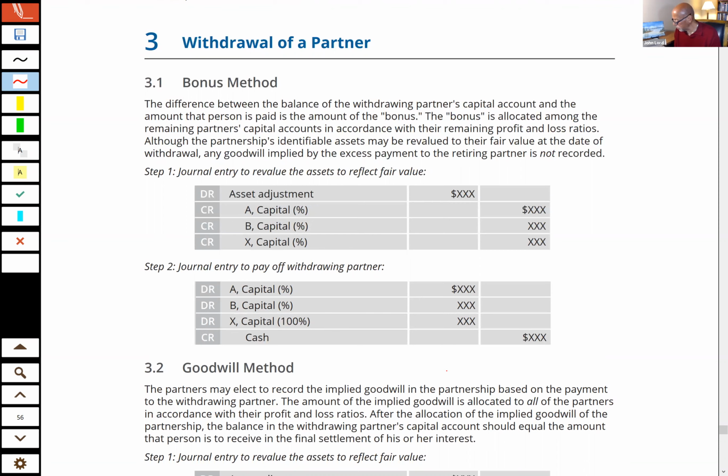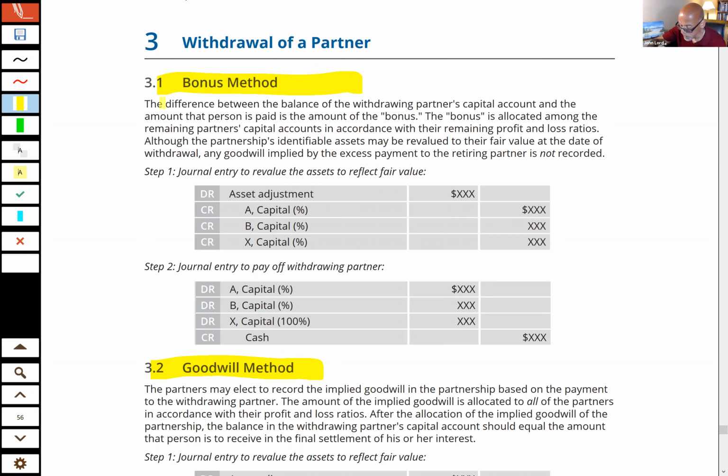Withdrawal of a partner, and we're going to look at this. The problem that I have with the way they've illustrated this is I don't like examples with no numbers. I'm not sure what they're trying to do to me here by just giving me X's and percentages with no numbers. How am I supposed to understand what's going on here? So I'm going to go ahead and put some numbers on this. Notice we have the bonus method and the Goodwill method when we are exiting a partner. So maybe somebody's retiring and we're going to take them out of the company now using either bonus or Goodwill. Okay.